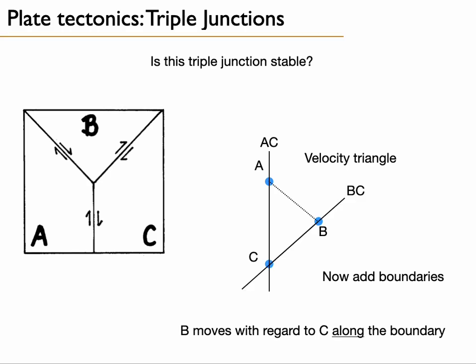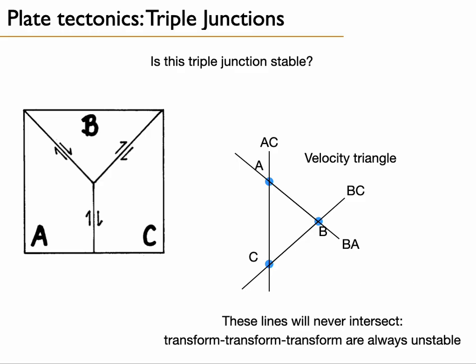Then we add the boundary BC. B moves with regard to C along this boundary. And then we add the last boundary UBA, and we again go along the face of the triangle. So in this case, we see that the lines never intersect all together inside the triangle. The transform boundary is hence not stable, and it's always unstable.